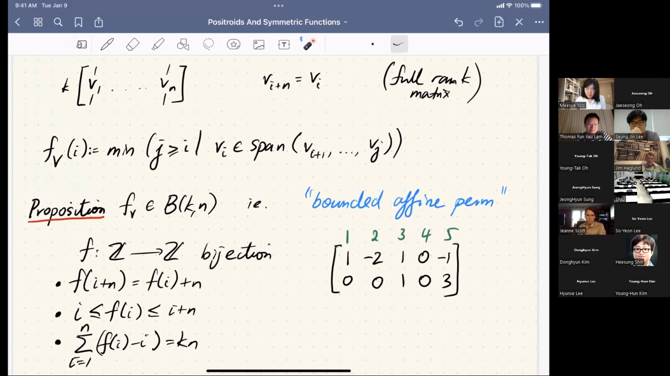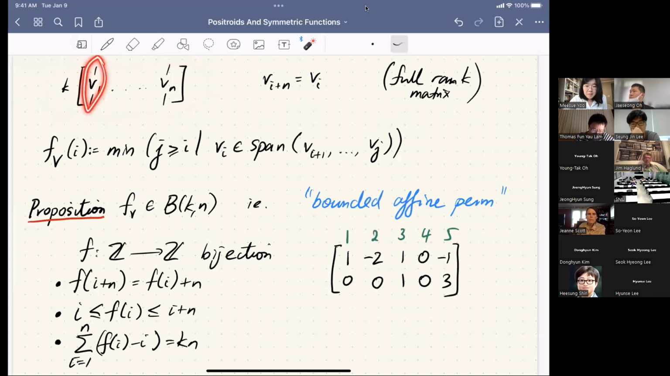So the setting is as follows. You give me a k by n matrix, and I'll assume the matrix is full rank. The columns of the matrix are called V1, V2 up to Vn, and they're labeled cyclically, so I have Vi where i is an integer. I'm going to define a function from integers to integers, and the function f of V depends on V, the k by n matrix. The function is given by this formula.